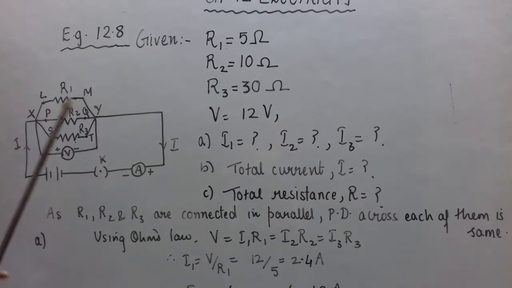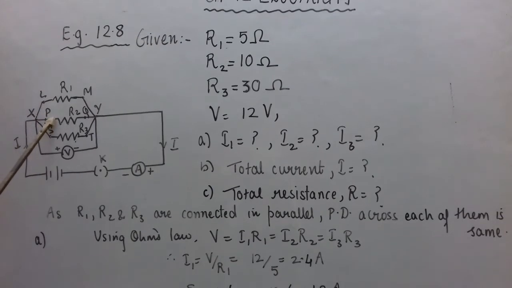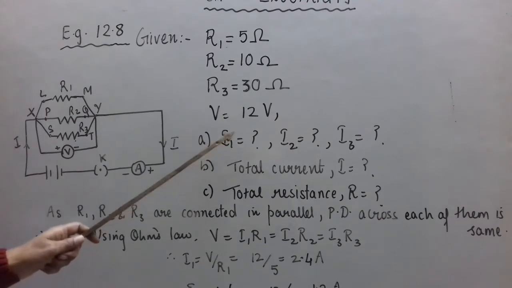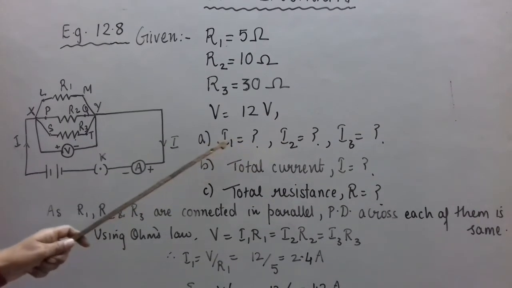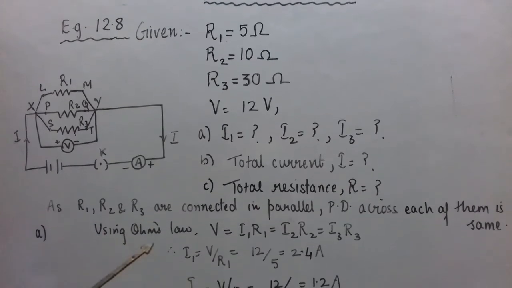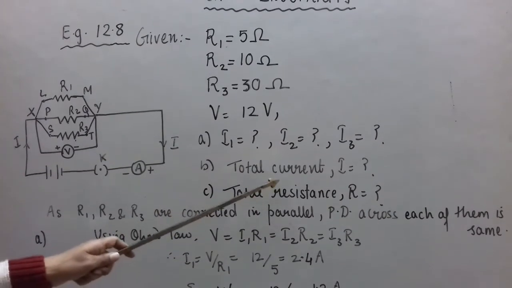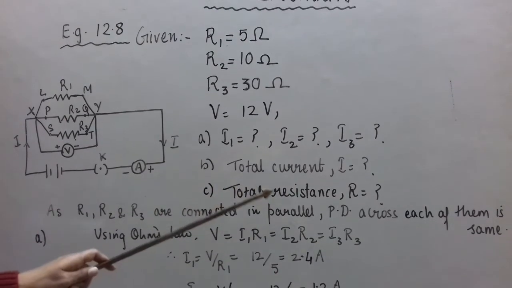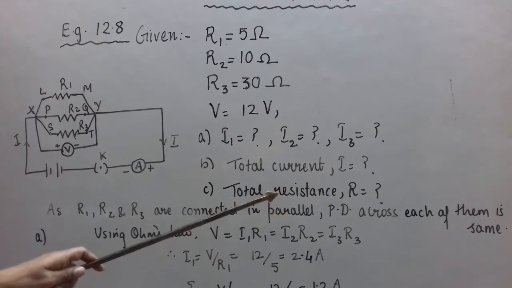Current through each resistor means, usually we represent the current through R1 by I1, I2 and this by I3. Current through each of them, R1, R2 and R3, can be represented by I1, I2, I3 respectively. So part A, let us write I1 is question mark, I2, I3, these three currents we have to find. Next, part B is to find the total current in the circuit and the total circuit resistance. Total current, let us represent it by I. Total circuit resistance or total resistance, let us represent it by capital R.